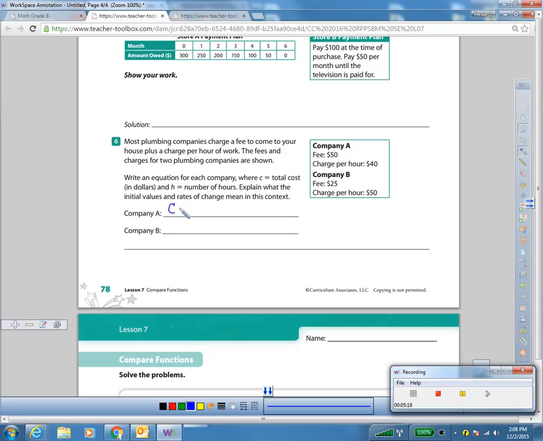So for company A, our total cost will be our initial fee, so $50 up front, plus $40 per hour. Company B, a little bit cheaper up front, so $25 up front, plus a little more expensive per hour though. So here's your rate of change with the arrow, how much per hour, and then your initial fee is circled on both of those, how much up front.